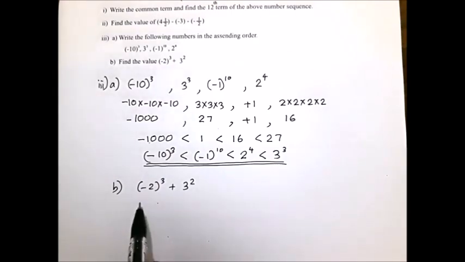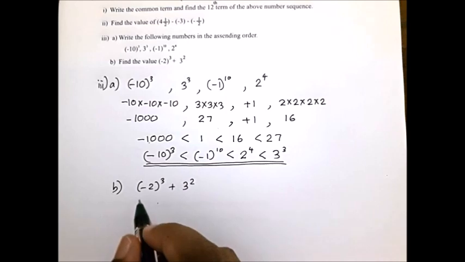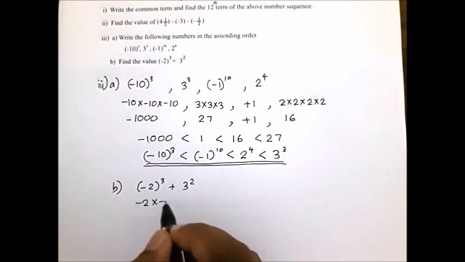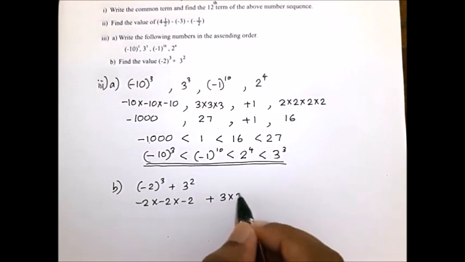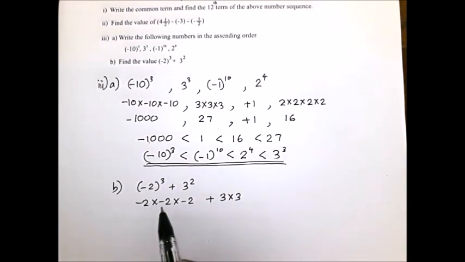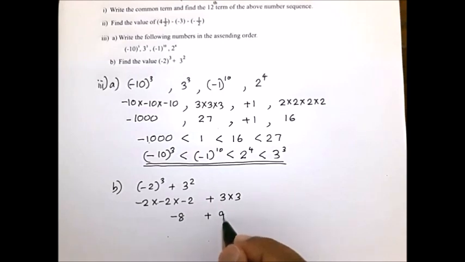Part B, find the value. Minus 2 to the power 3, expand this one. Then plus 3 to the power 2. Minus 2 multiplied by minus 2 plus 4 multiplied by minus 2 is minus 8. 3 multiplied by 3 is 9. Addition of two numbers with different sign. So you have to subtract these two and put the sign of the larger one. Answer is plus 1.